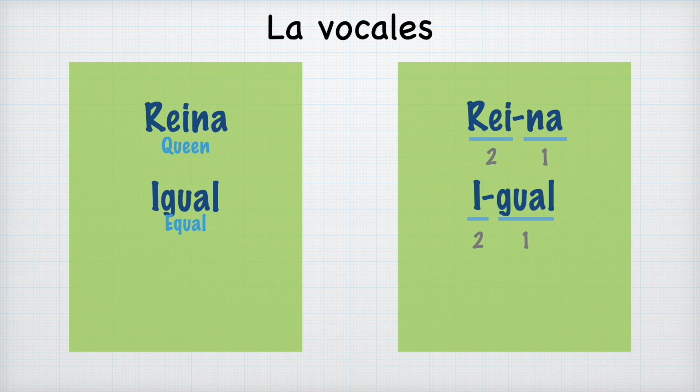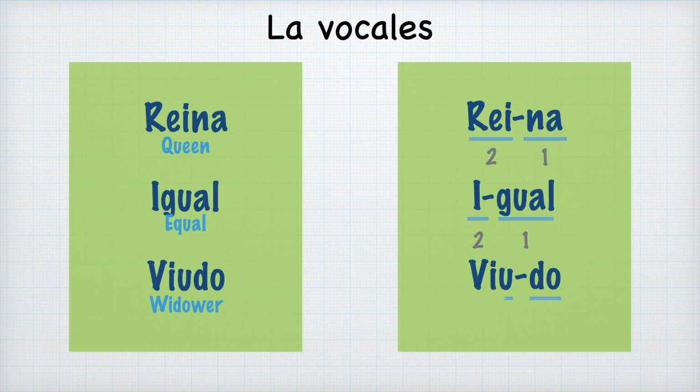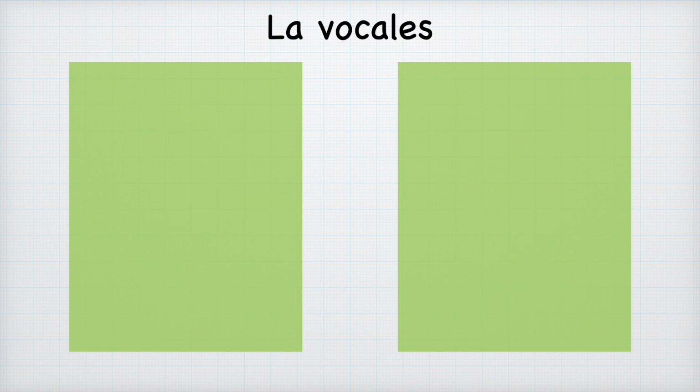So if you see a weak vowel plus a strong vowel in any order, they will be part of the same syllable. When you see a diphthong formed by I and U, the weak vowels, the last one will bear the stress. For example, viudo, viudo. It means widower. And again, we have 2 syllables here. On the second syllable, we have I and U. They're both weak vowels, and the stress will fall on U because it's the last one. Viudo, viudo.